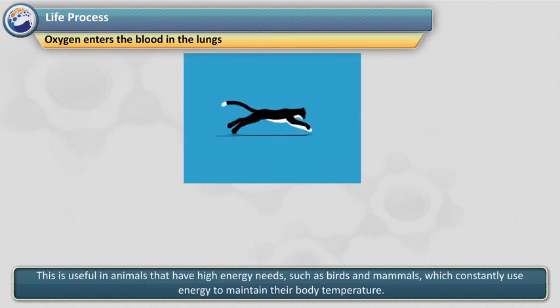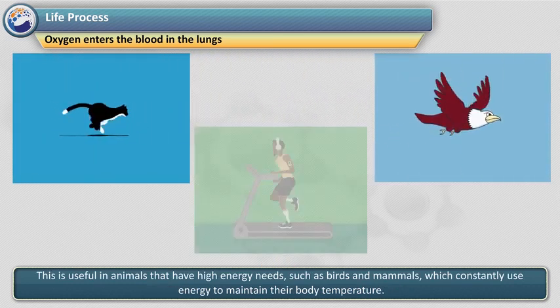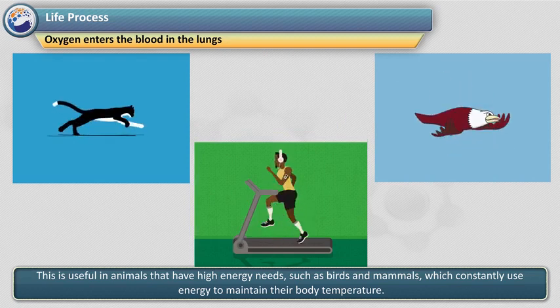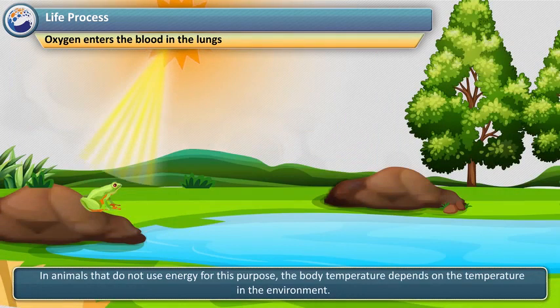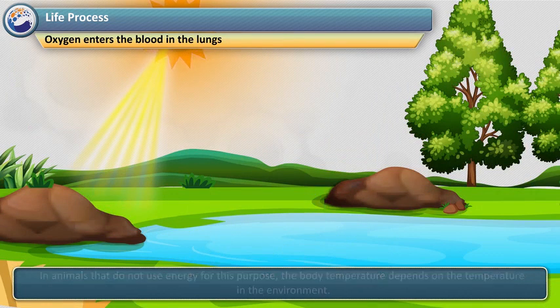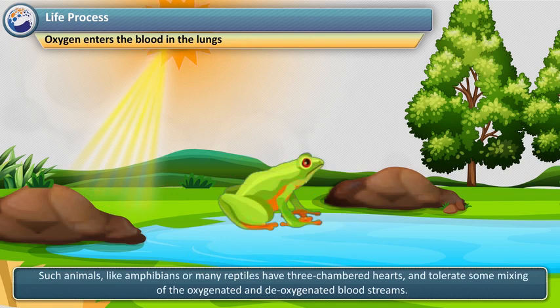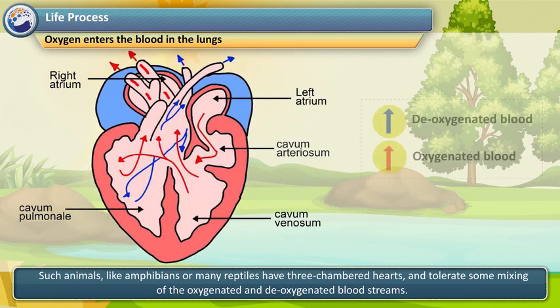This is useful in animals that have high energy needs, such as birds and mammals, which constantly use energy to maintain their body temperature. In animals that do not use energy for this purpose, the body temperature depends on the temperature in the environment. Such animals, like amphibians or many reptiles, have three-chambered hearts and tolerate some mixing of the oxygenated and deoxygenated blood streams.